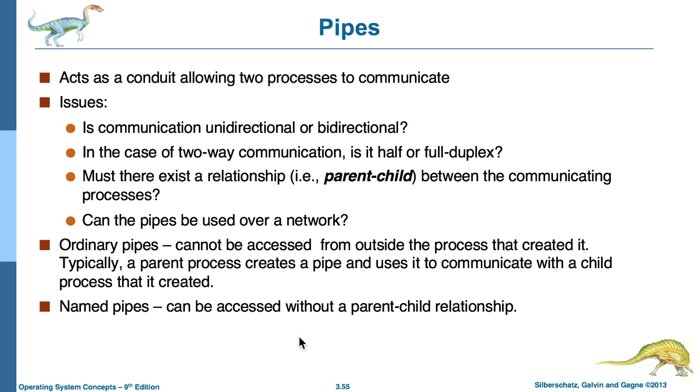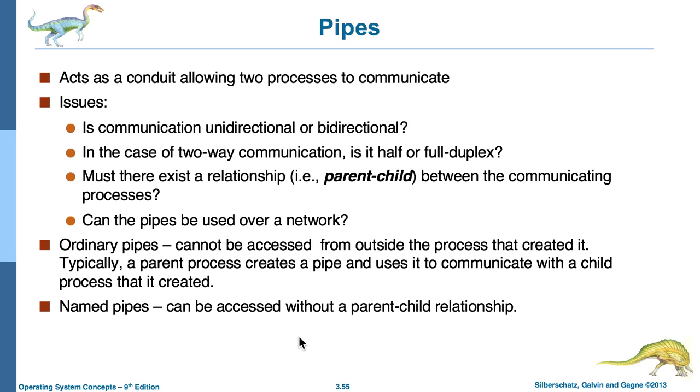There are a few issues that need to be considered in the implementation of pipes. First, is the communication between these two processes going to be unidirectional or bidirectional? The second issue is, if there is two-way communication, is it going to be half duplex or full duplex? Am I going to allow both parties to talk at the same time? Third, must there exist a parent-child relationship between the communicating processes? And fourth, can the pipes be used over a network?